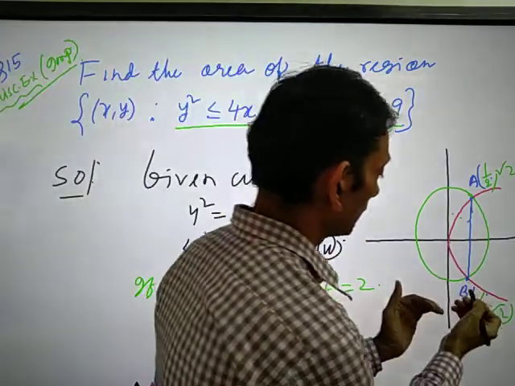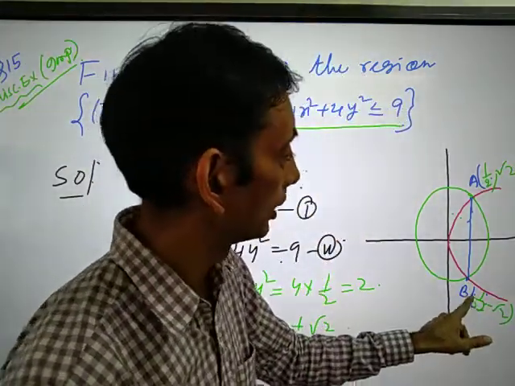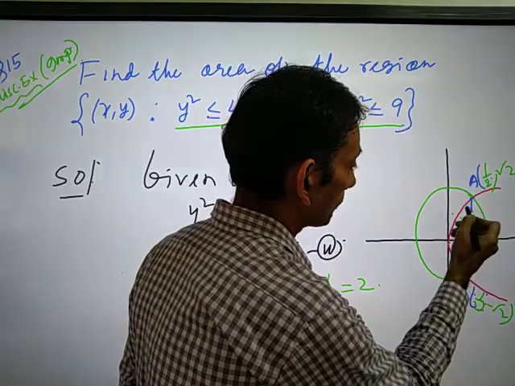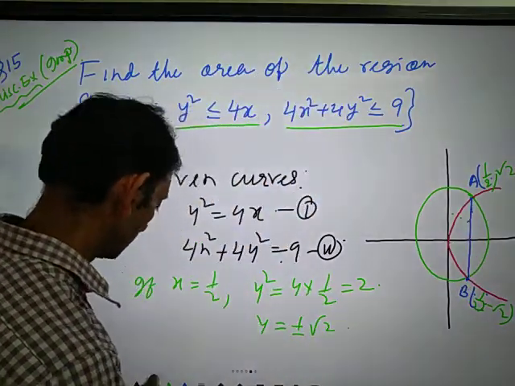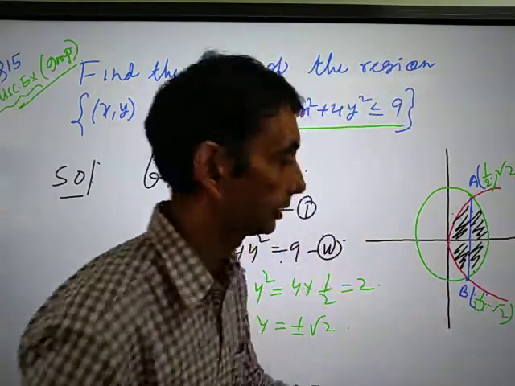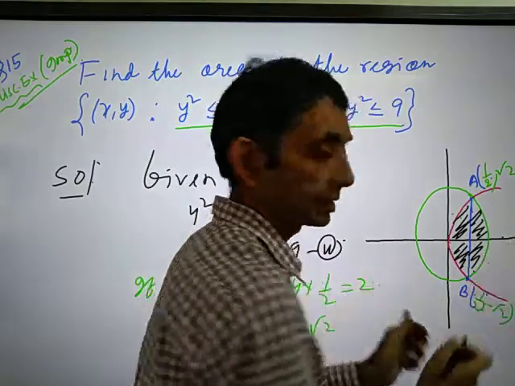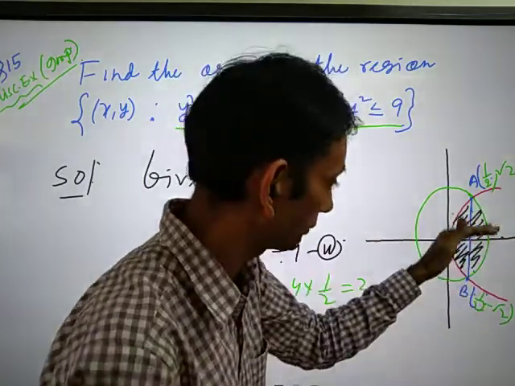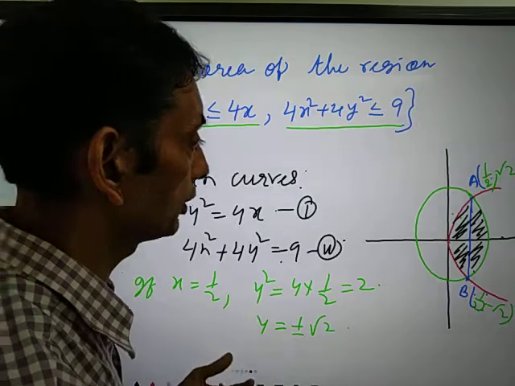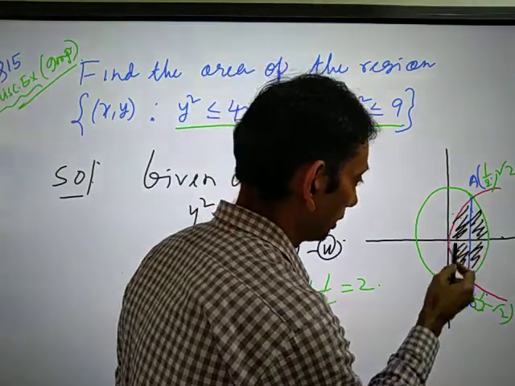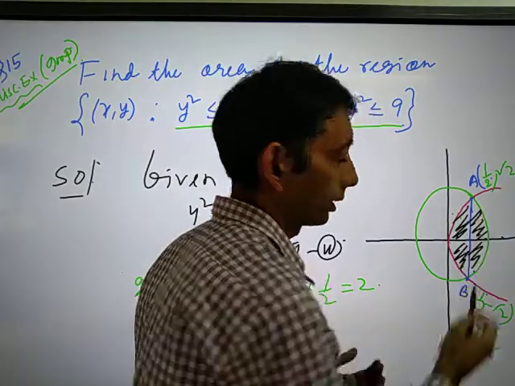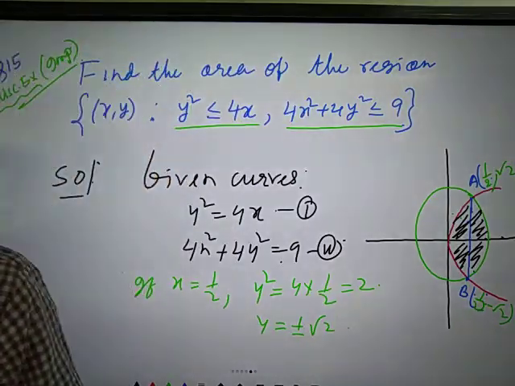In fact, you don't need to calculate the coordinate of B with the help of A. You can just find the coordinate of A and you can find the area. Why? Because this area, I'll just show you the shaded portions, we need to find out, and we know that this area is symmetrical about the x-axis. So if you find the area in the first quadrant, then we'll multiply by 2. Now we'll go one by one. First we'll find the area bounded by the parabola, then we'll find the area from this point to this bounded by the circle.